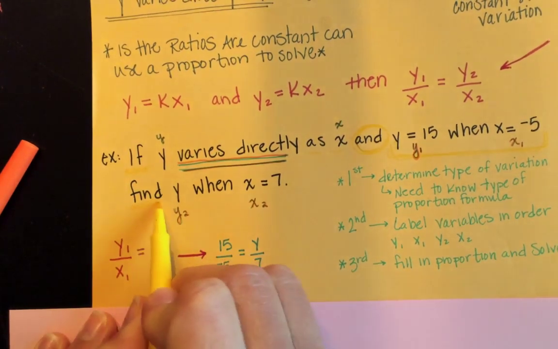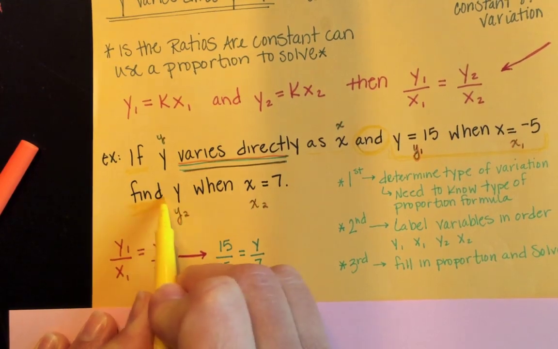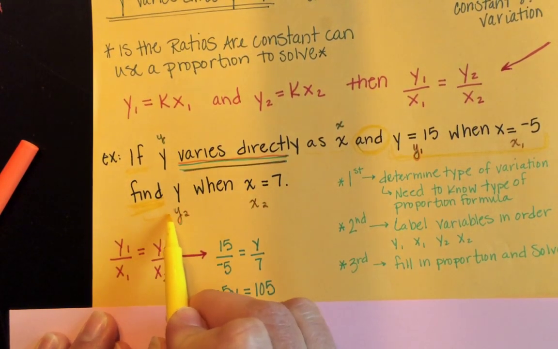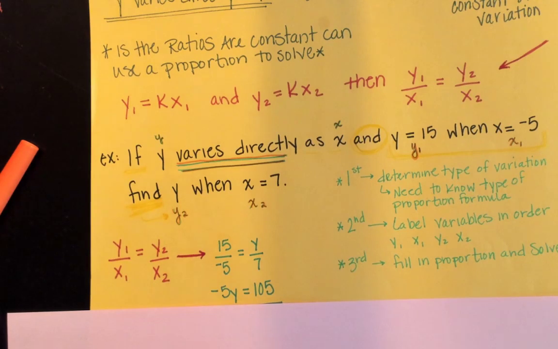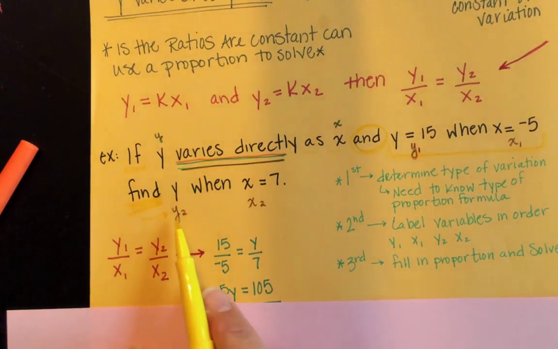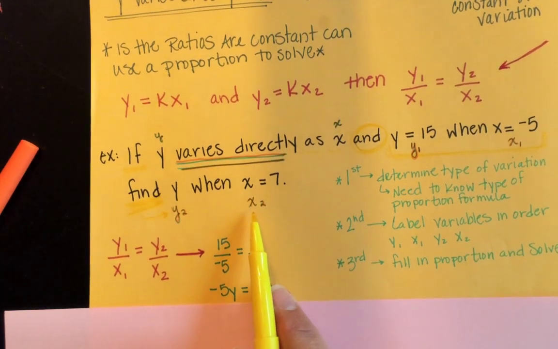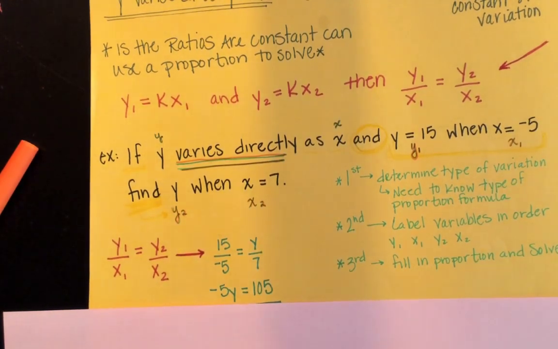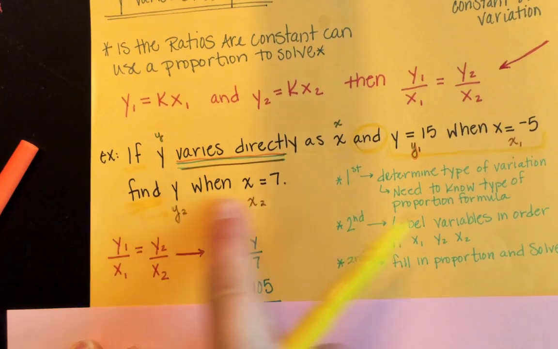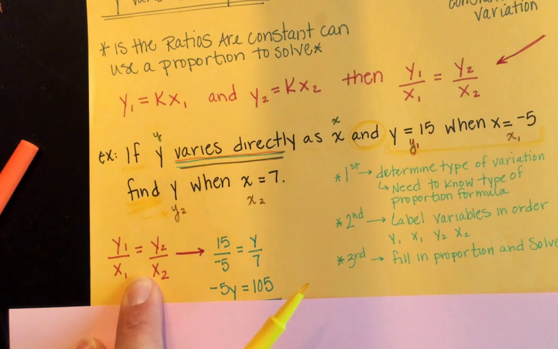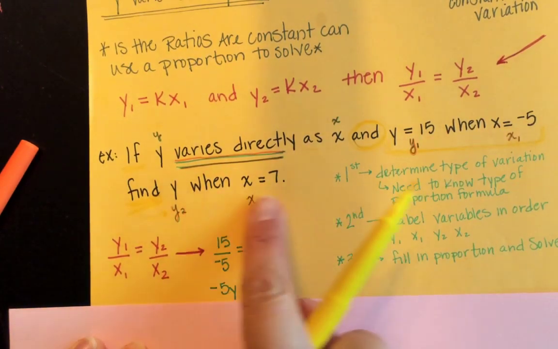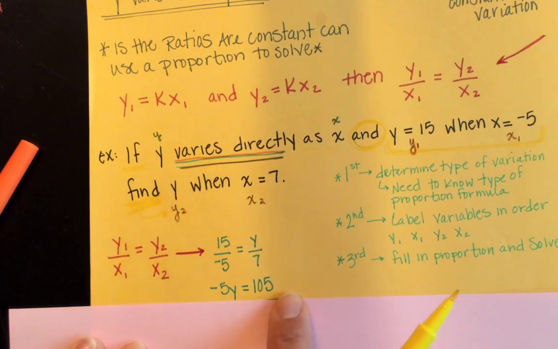When we see the word "find," that's immediately going to tell me that I'm dealing with those y2s and x2s. So that's why I know that's where the y2 and the x2 come from. At that point, the hardest part is done: knowing what to label and what proportion to plug it in. Even with the word problems, that's going to be the hardest part. Plugging it in and solving is going to be the easy part.